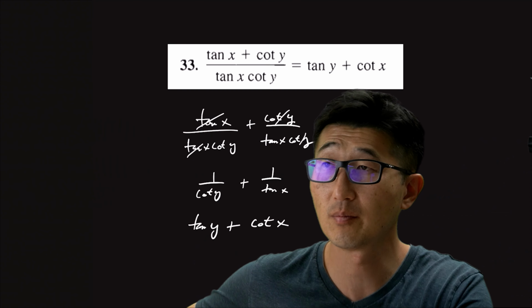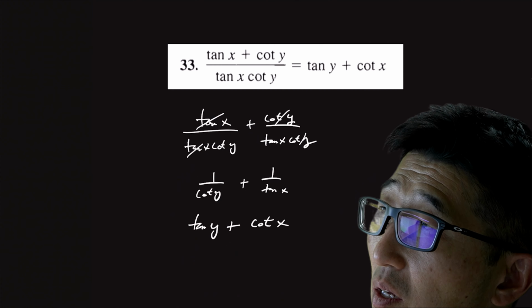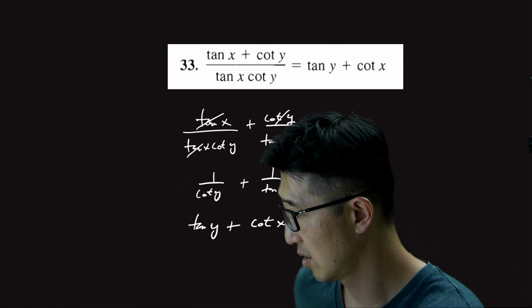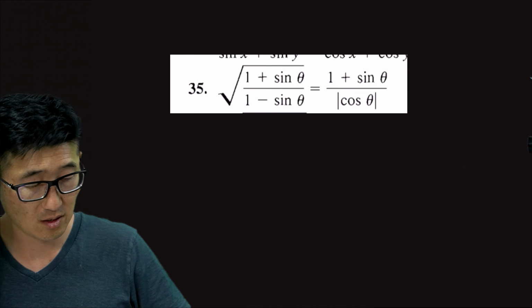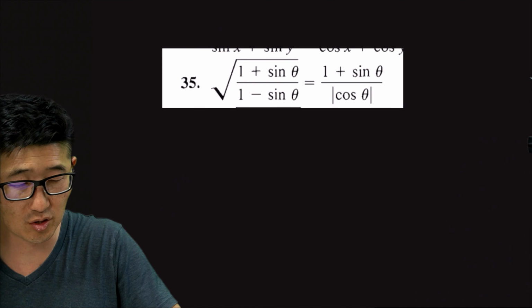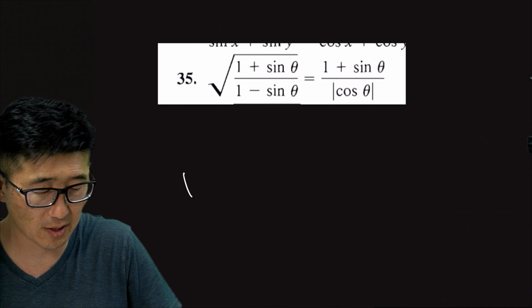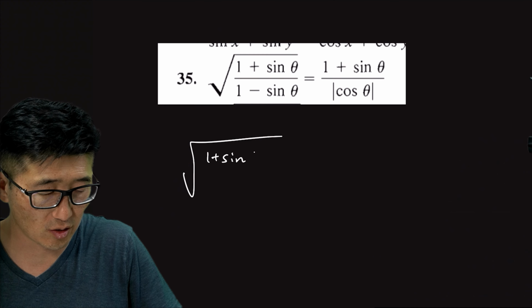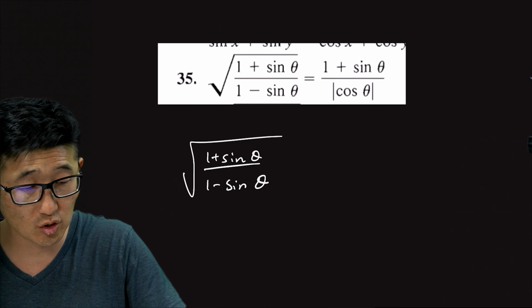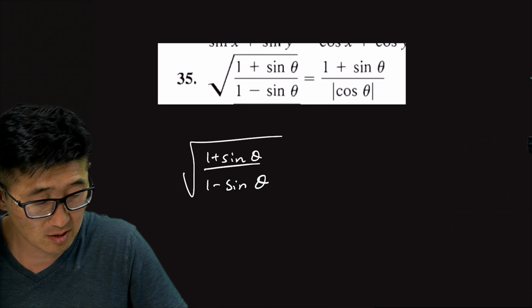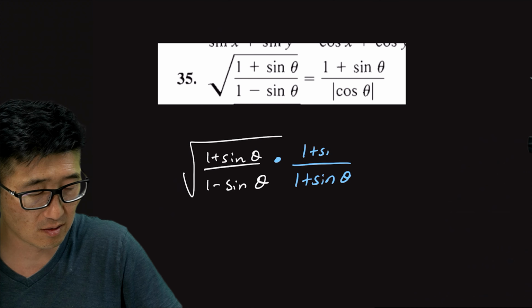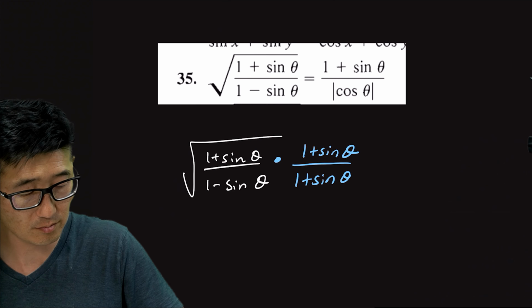35. Let's see, we have a minute. Oh yeah, 35 might be a little too long. I think it's mainly just the square root. Okay, I'll quickly show you how to do this. This would be a situation where you multiply by the conjugate. So take the denominator and multiply by the opposite, 1 plus sine theta, like this. You see it? Yes. So 1 plus something.